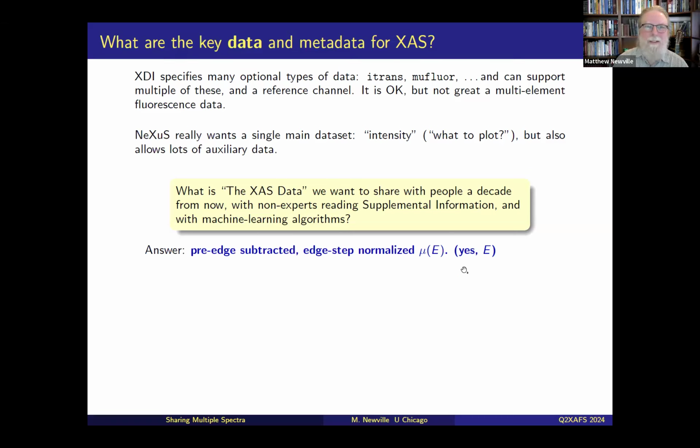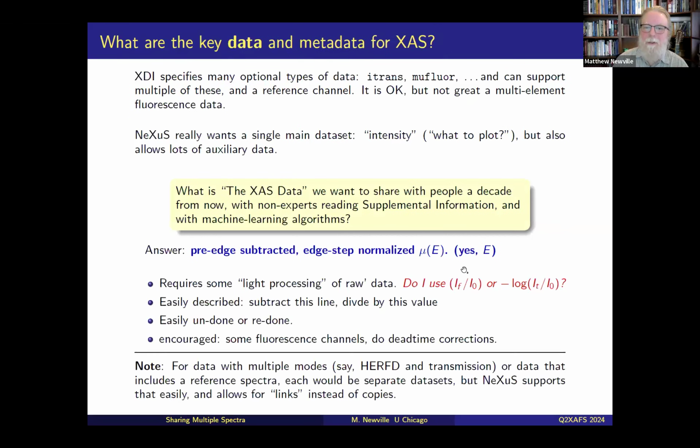This was the decision of the group. I'm in favor of this, but this requires some light processing of the so-called raw data. In my opinion, this skips over the question that the beamline scientists in the group know they get from users all the time: do I use IF over I0, or do I use minus log of IT over I0? It's really easy to make that mistake as a novice, or even as a journeyman XAFS person. And this does that. This says this is going to be done as you present the data.